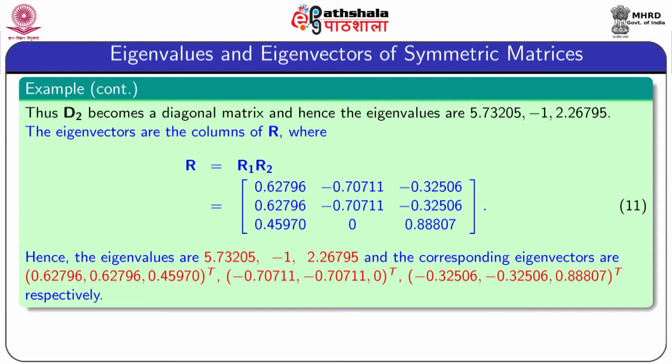The first one is 0.62796, 0.62796, 0.45970. This comes from the first column of the matrix R, and the second eigenvector is the second column of the matrix R, and the third eigenvector is the third column of the matrix R. So, these are the eigenvalues and eigenvectors of the given matrix A.